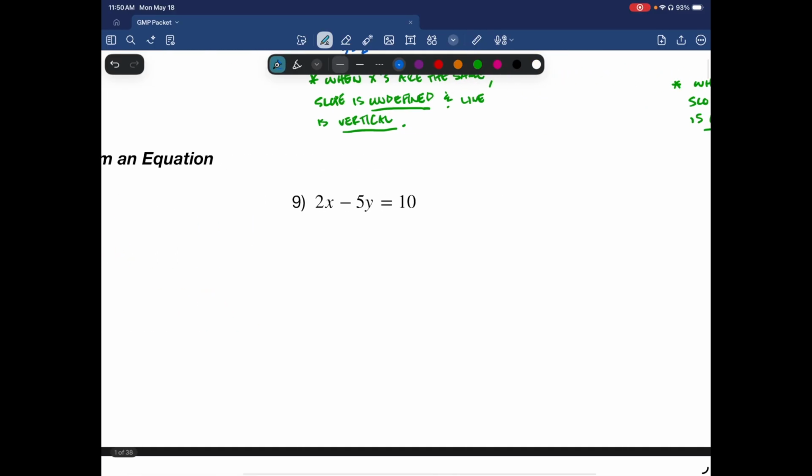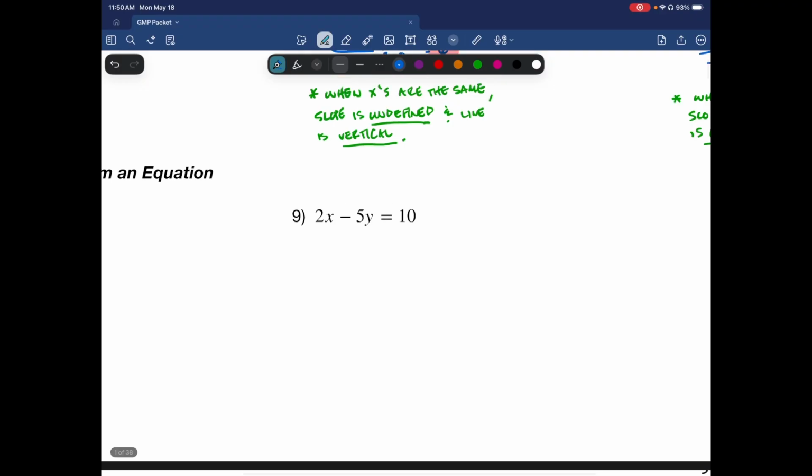Okay. On 9, same thing, solve for y. So you get negative 5y equals negative 2x plus 10. Divide by negative 5, y equals, 2 negatives is positive, so you get positive 2/5 x. 10 divided by negative 5 is negative 2. And my slope is what's in front of x. So my slope here is going to be positive 2/5.